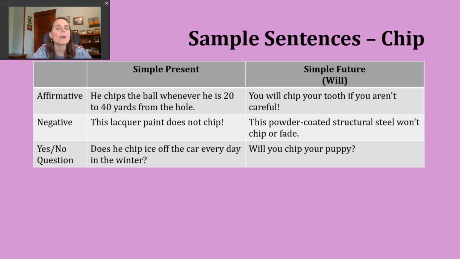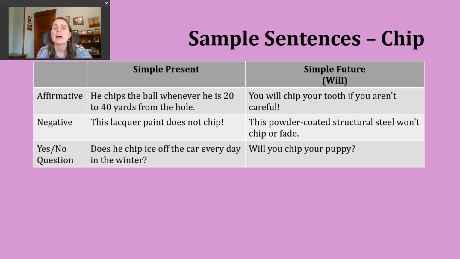He chips the ball whenever he is 20 to 40 yards from the hole. This sentence seems to be describing a particular golfer's habit or routine. That's to hit that sort of lobbing kind of shot when the person is fairly close, but not really close to the hole. Now let's look at making negative sentences in the simple present.